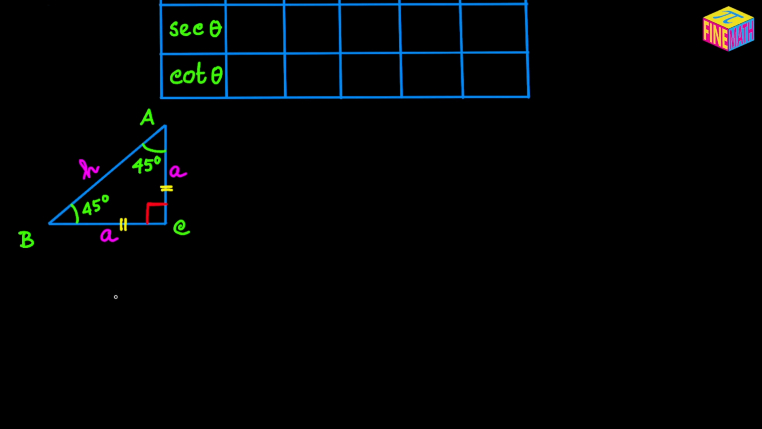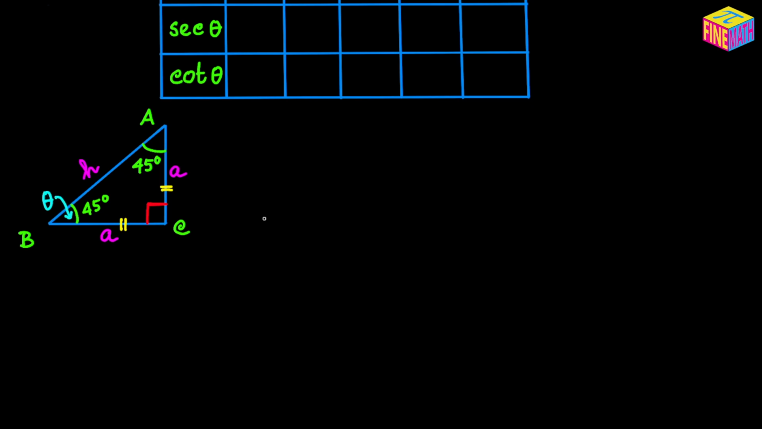Now let's find the trigonometric ratios of one of the angles. We can go with angle B or angle A, it doesn't really matter because they both are equal. So I'll go with angle B. Let's assume that this angle B is the theta angle. We really don't have to use theta, but still let's indicate that this angle is theta.